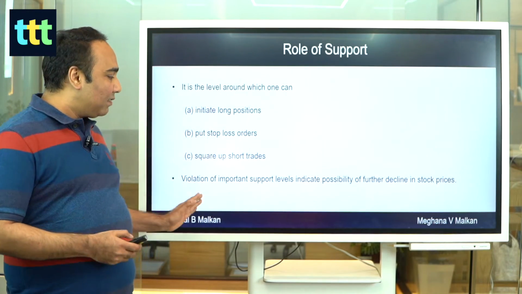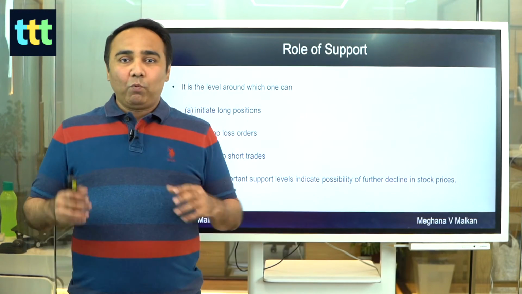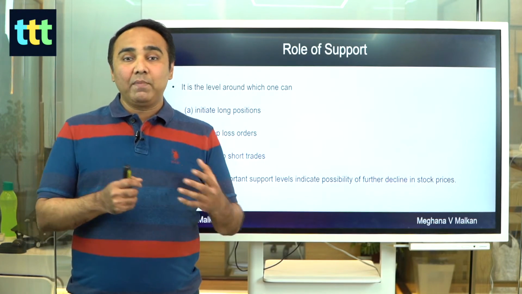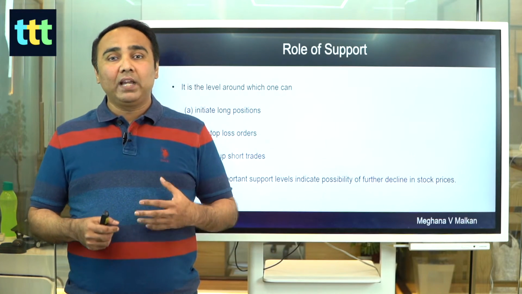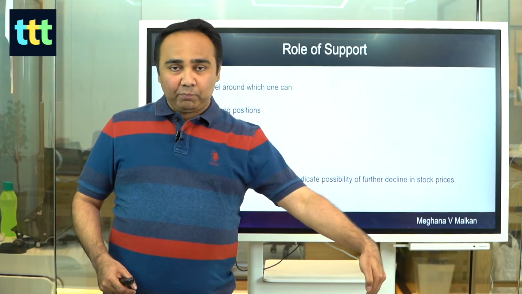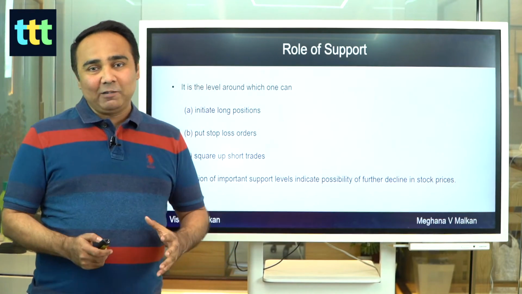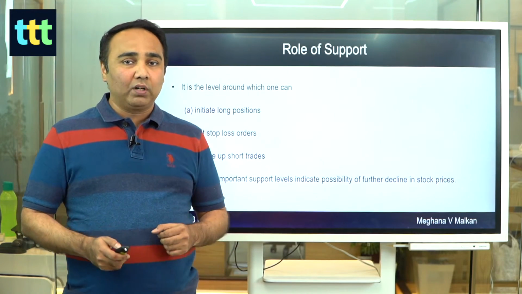Now, not all supports will work all the time. There will be some times when the supports will be violated, when the supports will be broken. What happens then? Then the fundamentals have changed or the perception of the market has changed and markets are looking for a lower level. That's when markets will go to the next support zone. So this is a very simple concept. Let's see some charts where we'll understand how these supports and resistance work in the market.